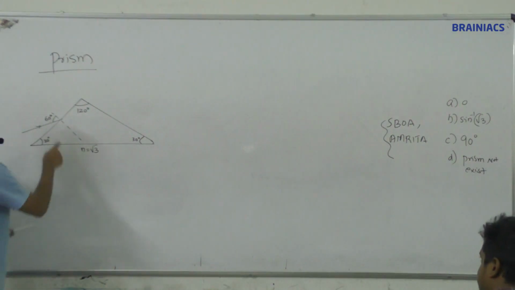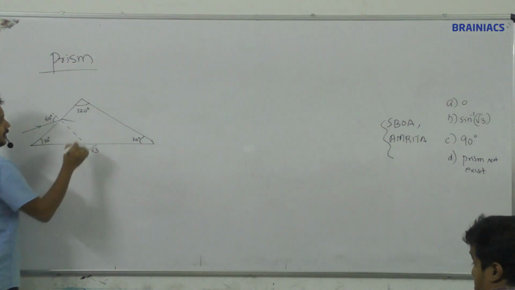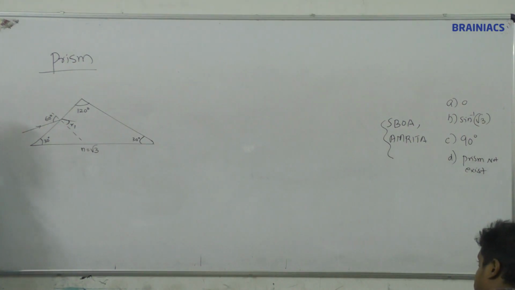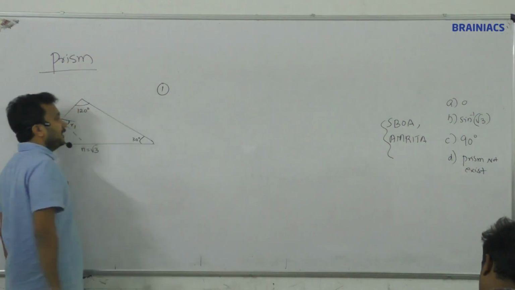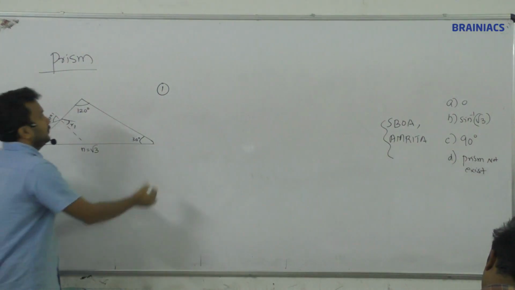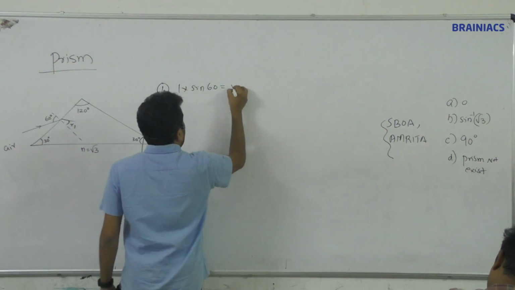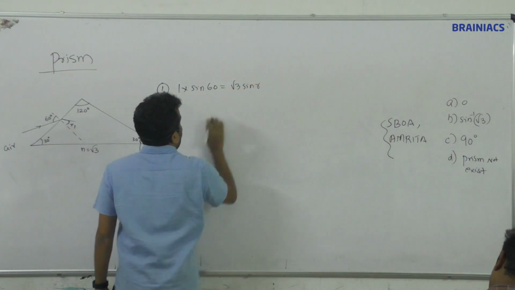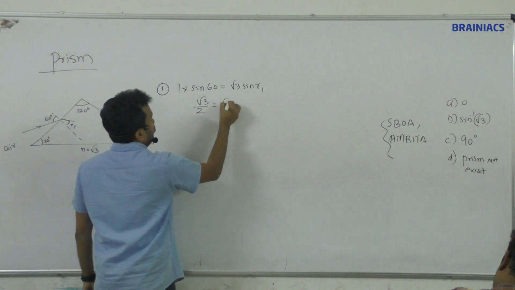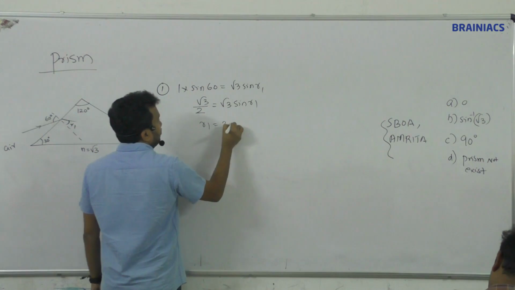Angle of incidence is 60 degree. Angle of refraction R1. What should I apply? Snell's law. N1 sin I equal to N2 sin R1, N1 is air medium. So 1 into sine of 60 is equal to root 3 into sine of R1. Sine 60 is root 3 by 2, equal to root 3 sine of R1. So R1 is equal to 30 degree.